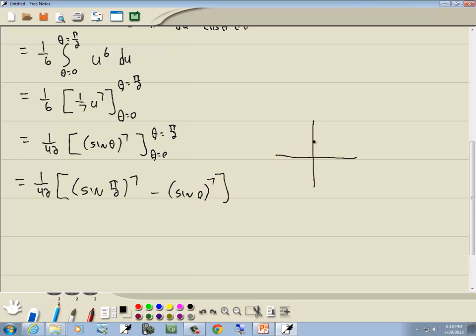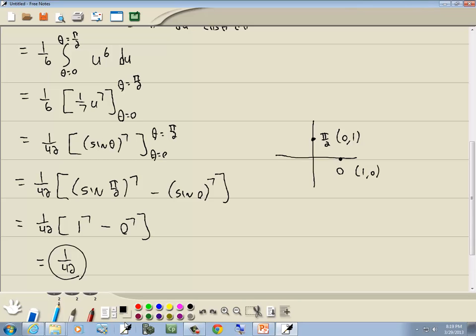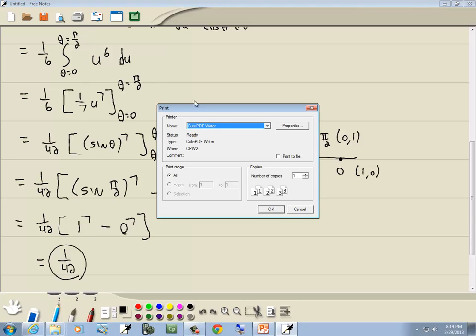Now if we look on our unit circle, here's pi over 2, and this point would be 0, 1. And here's 0, or our angle 0, and this point would be 1, 0. So, sine of pi over 2. Sine is our y, which is 1. So we're going to have 1 to the 7th minus sine of 0, again, sine is our y, which is 0, so we got 0 to the 7th. So that drops away. 1 to the 7th is 1 times 1 over 42 is just 1 over 42. And that's our answer. So we save that.